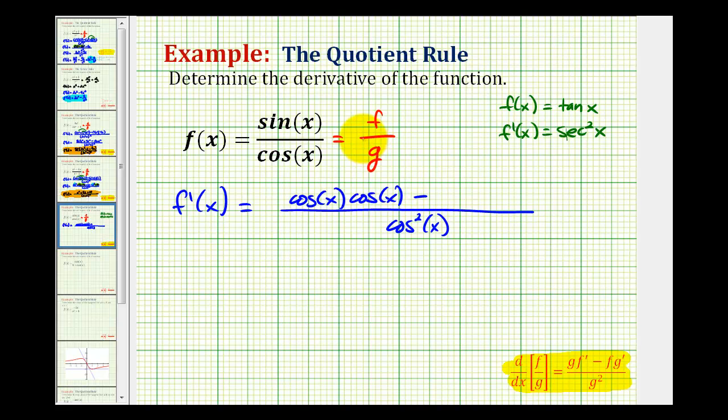minus f times g prime, or the numerator, times the derivative of the denominator. The derivative of cosine x is negative sine x.